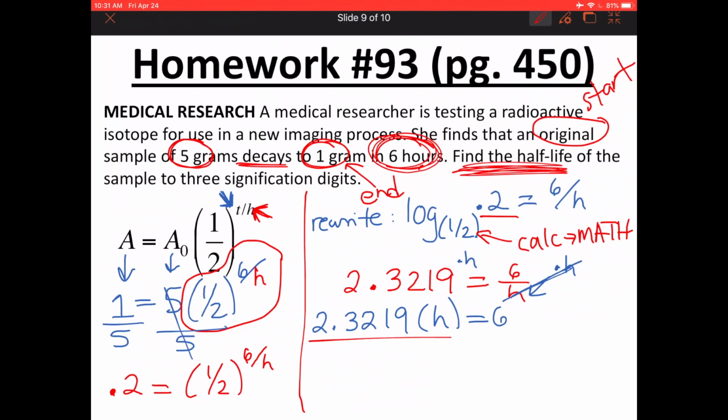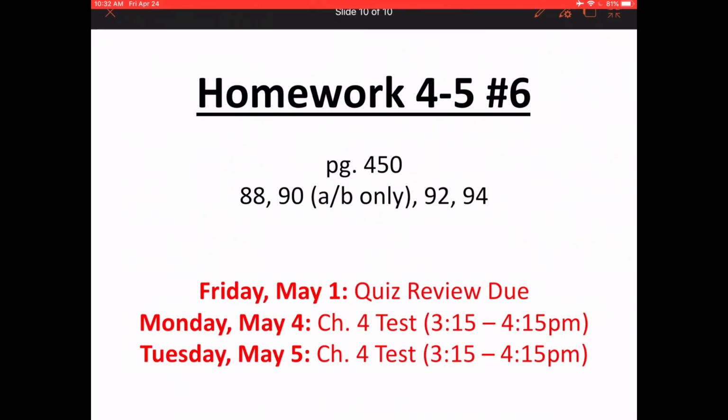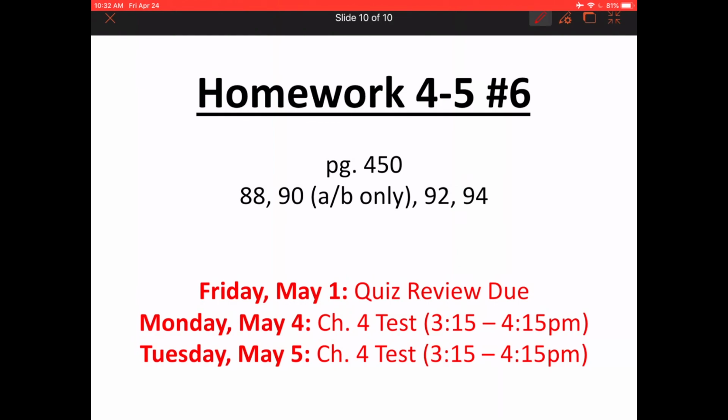How do I get the H alone? Divide both sides by 2.3219. And so what I end up with is H equals 2.58 hours. So what is the half-life of this isotope? 2.58 hours, meaning that it takes 2.58 hours for half of it to disappear. All right, guys? And that is our last example, if you all can believe it, okay?